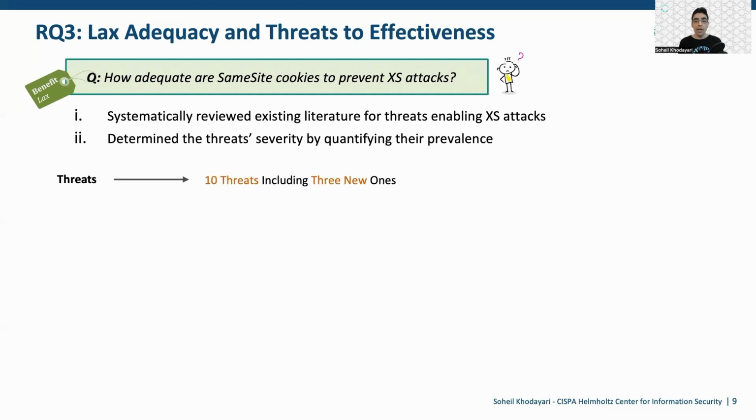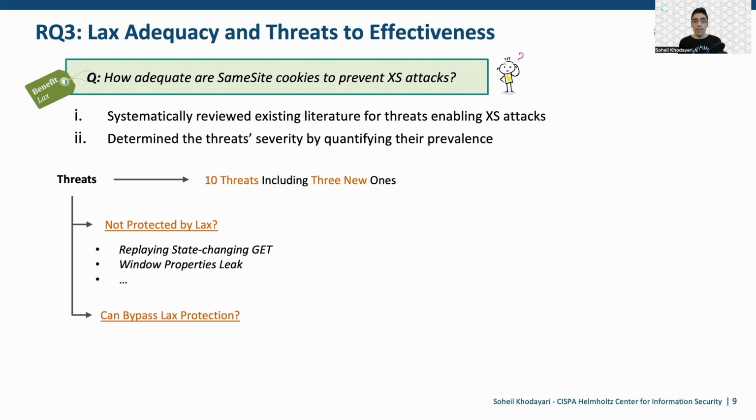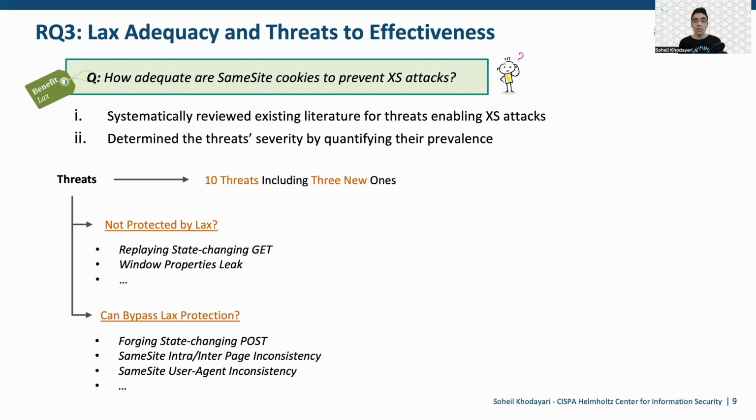Overall, our systematic review identified 7 threats, and we also proposed 3 new threats, and we can divide these 10 threats into 2 categories. First, we have the threats leveraging cross-site requests not covered by the Lax policy, and second, threats that use cross-site requests that are covered and protected by Lax, but this protection can be bypassed due to developers' mistakes. Examples for the first category are applying state-changing GET requests for CSRF or abusing window properties as side channels for information leakage. And examples for the second category are forging state-changing POST requests for CSRF or SameSite intra- or inter-page inconsistency.